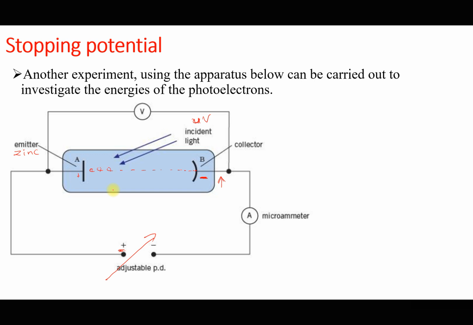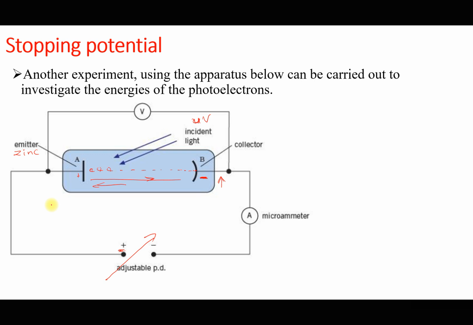So if a PD is applied between A and B, with B negative with respect to A, any electron moving from A to B is going to gain what we call electric potential energy as it moves against the electric field. Because this is positive and this is negative, the electric field is in that direction. An electron is naturally supposed to move in the other direction, towards the positive plate. So if the electron moves from A to B, then it is moving against the electric field.